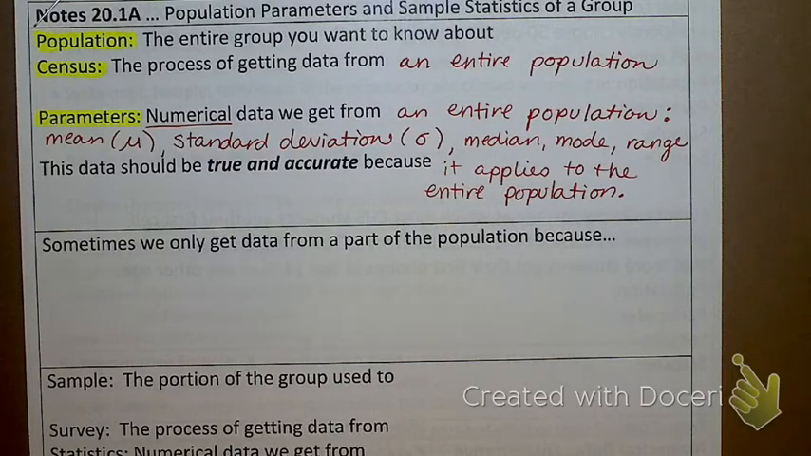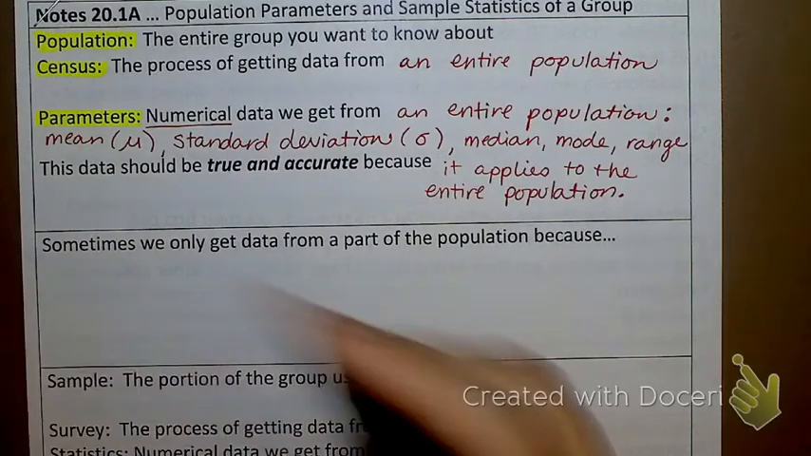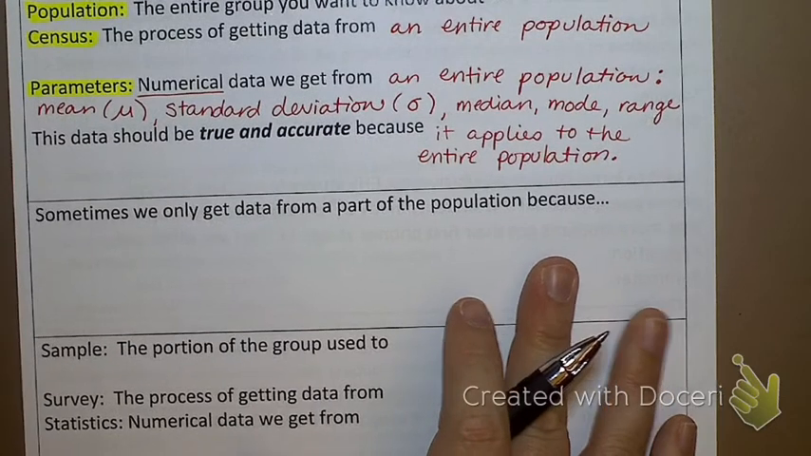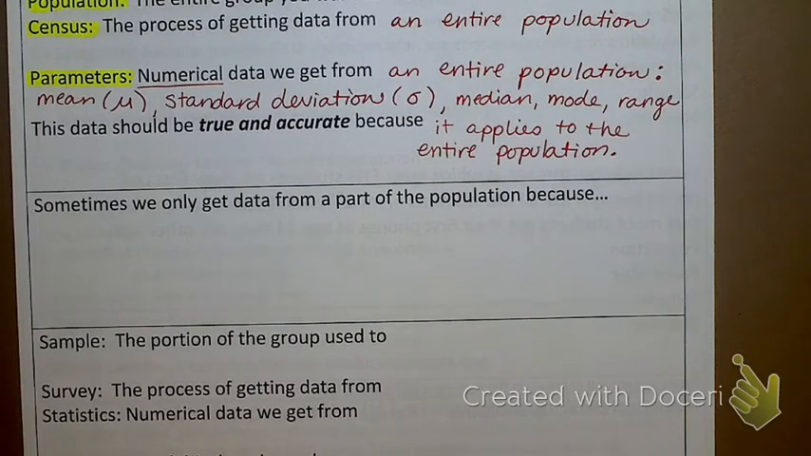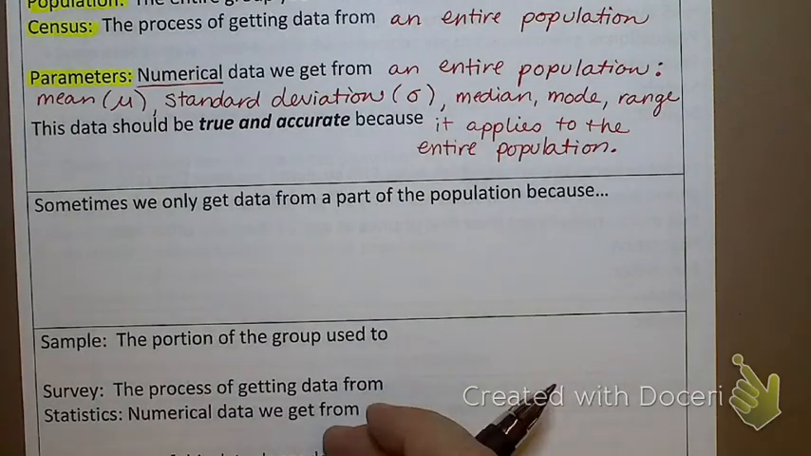Not necessarily. There's a little bit more fuzziness there, because do 5 people really represent the entire class? Well, it could depend on what 5 people. Okay, so sometimes we only are able to get data for part of the population. Why would it be that we would only be able to get data from part of the population? Why could we not take a census?